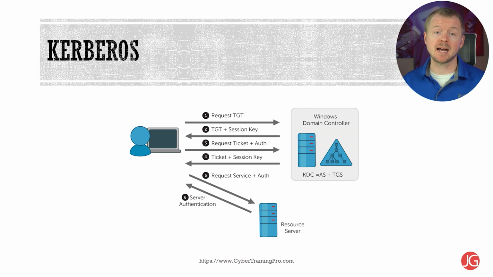Next, the client sends the timestamp TGT to the ticket granting service, the TGS, for authorization. The TGS then sends a timestamp service ticket back to the client. This might also be called a token, an access token, or a session key. This service ticket is what the client uses to access any resource on the domain, and it includes the user's SID, or security identifier, and the SIDs for any groups the user is a member of.